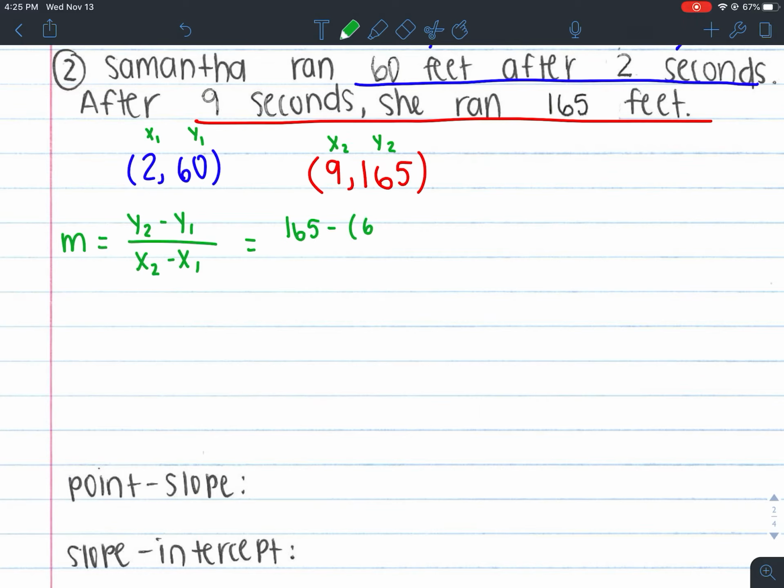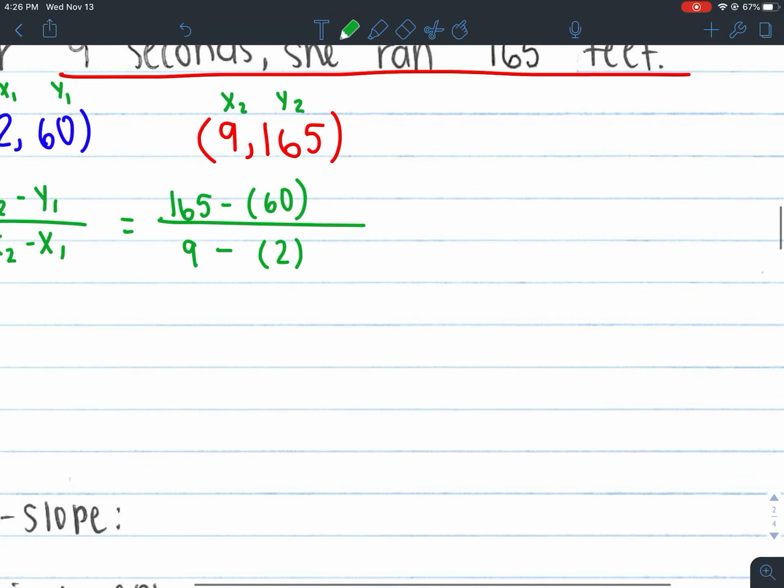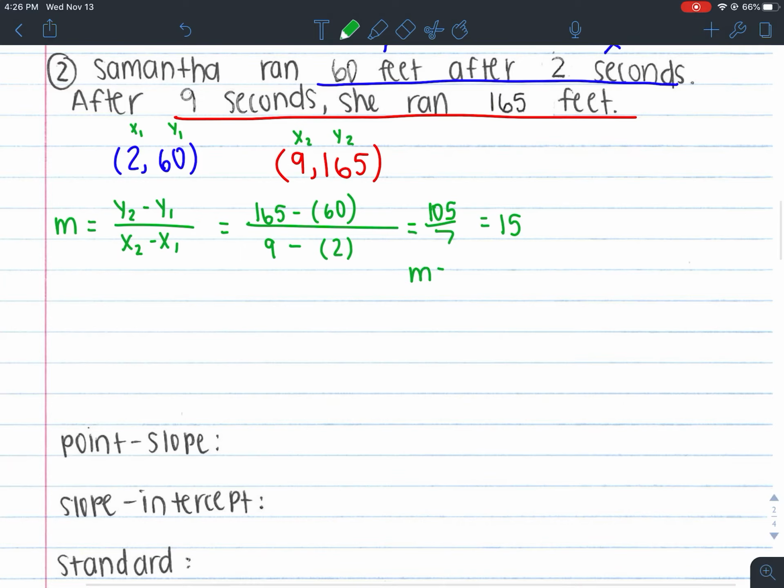It's going to be 165 minus 60 divided by 9 minus 2. Then I'm left with 105 divided by 7. And that's going to give me 15 if I simplify it. So that means my slope is 15.